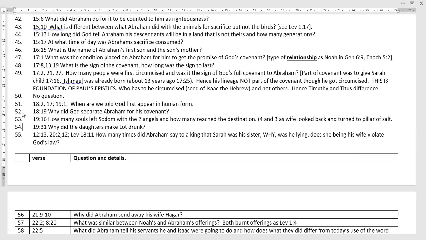Question 54. Why did the daughters make Lot drunk? In 19:31, it wasn't for selfish pleasure reasons. I'll just read it to you. 19:31: And the firstborn said unto the younger, our father is old, and there is not a man in the earth to come in unto us after the manner of all the earth. Come, let us make our father drink wine, and we will lie with him, that we may preserve seed of our father. So later we're going to see a law of God to keep the name of a man alive. We see it in the story of Ruth and Boaz and Tamar later in Genesis. God doesn't want the name of a family to die out. So they weren't doing it for lustful, selfish reasons.